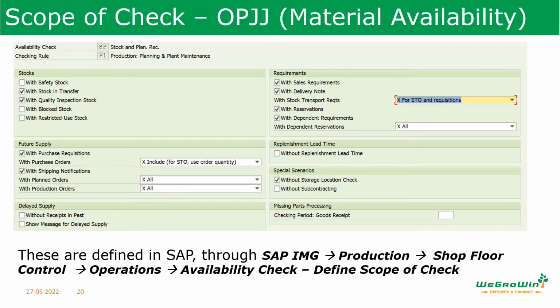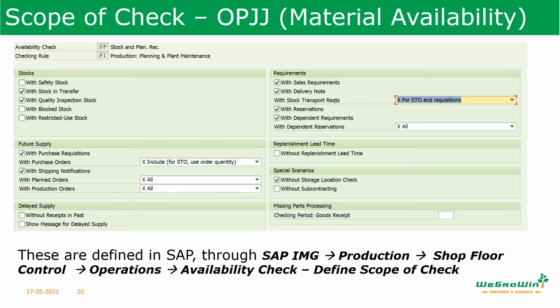Now here we can see the availability check, right? That checking group or availability check, the SP, which is the stock and plan requirement. Checking rule, which is during the planning process, what parameters have to be considered? Like what stocks have to be considered? What future supplies have to be considered? What requirements have to be considered? All these things are defined. Okay, this is a very important setting, and every SAP production planning consultant, end user and power user should know about this.